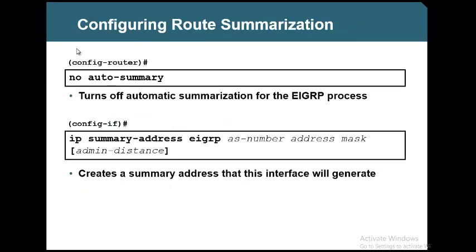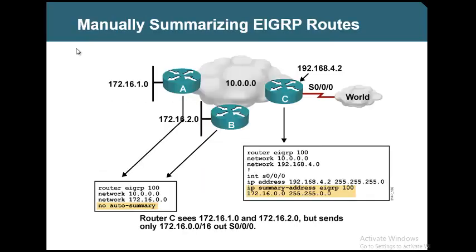Now this is what we did so far. Auto-summary, turning on, turning off, and then we went under the interface and we configured the summary-address command. We generated a summary route only for one router, which is R2, like this. We did this similar lab.